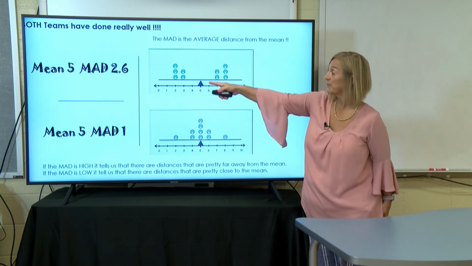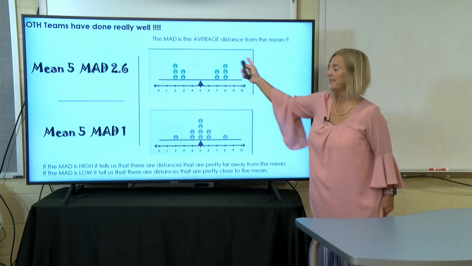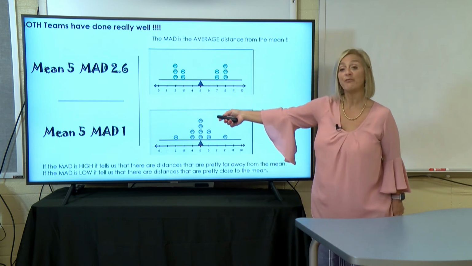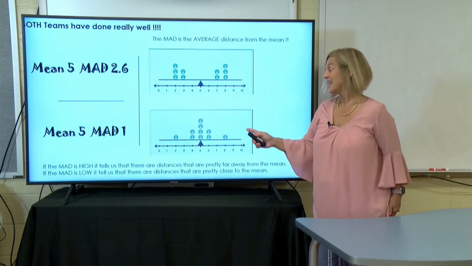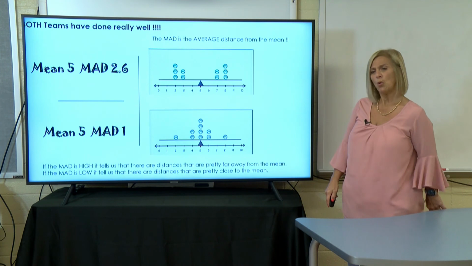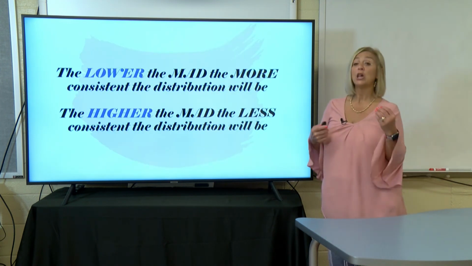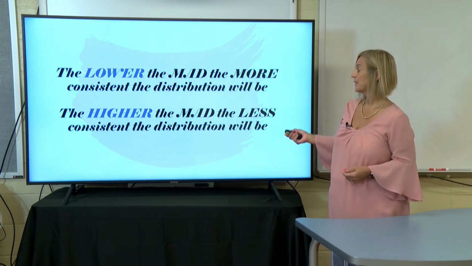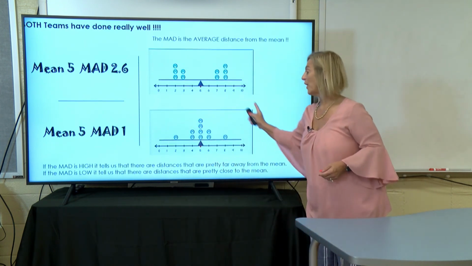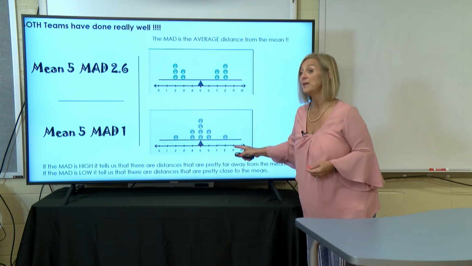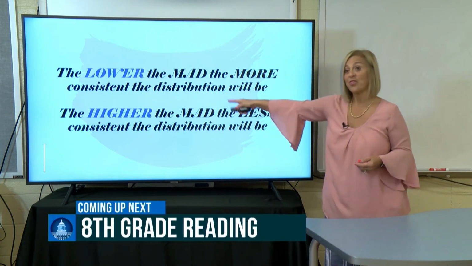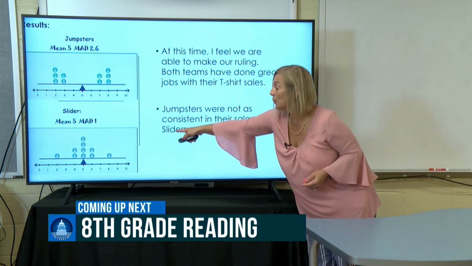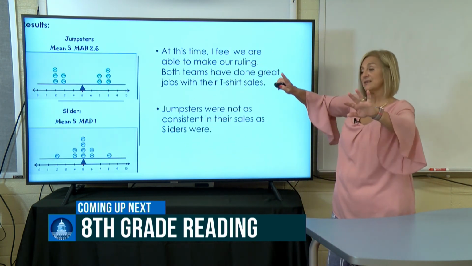For the jumpsters, their mean was 5, their MAD was 2.6, and their data was not as consistent, correct? On the sliders, the mean was 5, and their MAD was 1, and their data points were all really close to the mean. Well, what does that mean? The lower the MAD, the more consistent the distribution will be. The lower the MAD, the closer the data points are going to be to the mean. The higher the MAD, the less consistent the data points will be.